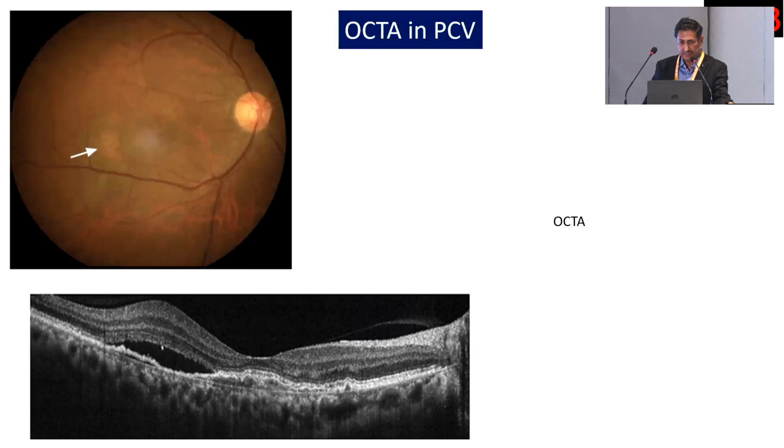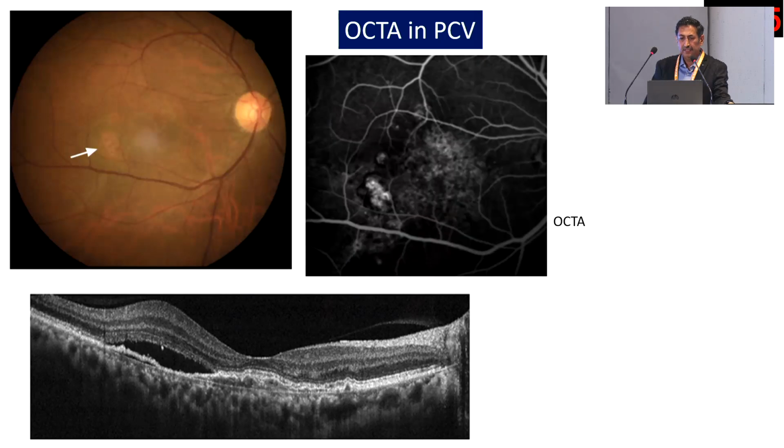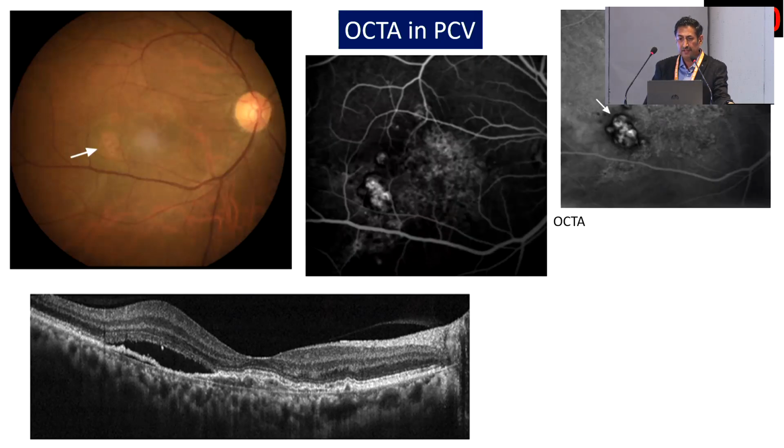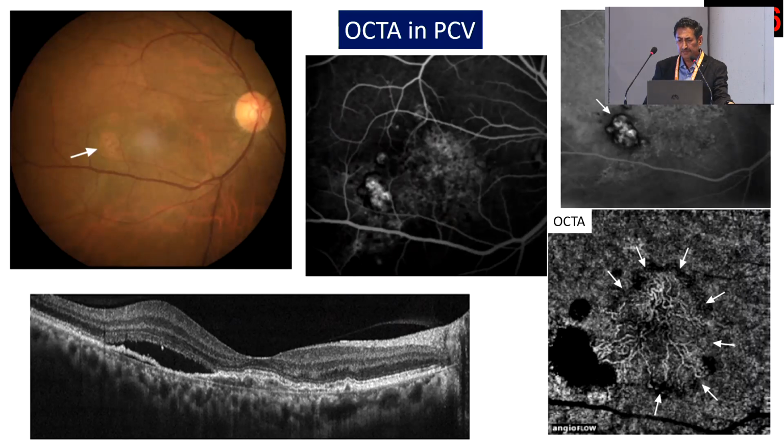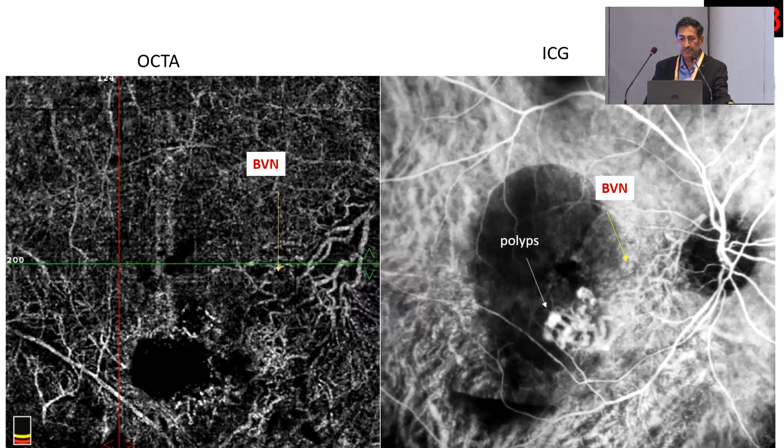So here you can see clinically also you can suspect there is a subretinal lesion here, and this is the corresponding OCT, flat irregular PED, SRF is there, and this is the ICG. You see the polyps here, and OCTA also shows the polyps. This is the en face OCT, and this is the OCTA. So you can see how nicely the branching vascular network is seen, but the polyps are not really that well picked up.